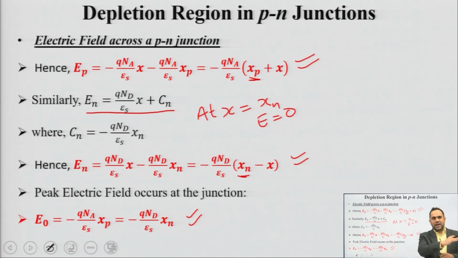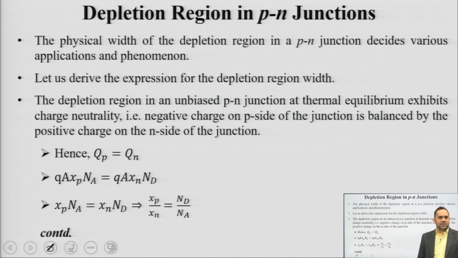Okay. So, from minus xp to plus xn is my total depletion region. The peak happens at the junction at x equal to 0. So, in this expression and in this expression, if I put x equal to 0, that is the peak electric field. Okay. So, this is the expression for electric field across a PN junction.